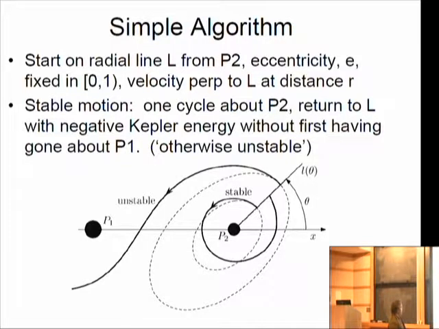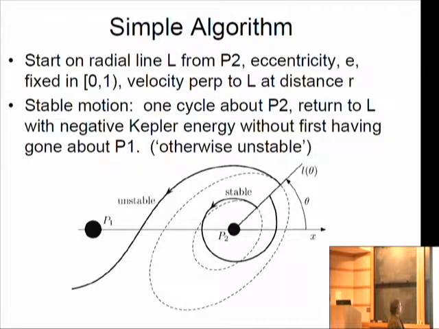So sufficiently close to the moon, everything comes back nearly to where you start, and you know this must be the case, at least in the plane of the circular restricted problem, by a theorem due to Martin Kummer. You have a KAM structure there, and you know everything has to be quasi-periodic. However, as you move out sufficiently far, you find on the computer that once you start, it doesn't even go around the moon, it goes over here. So stability is defined in the following way. Stability means we do one cycle about P2 and return to L with negative Kepler energy without first having gone around P1. Everything else is unstable.